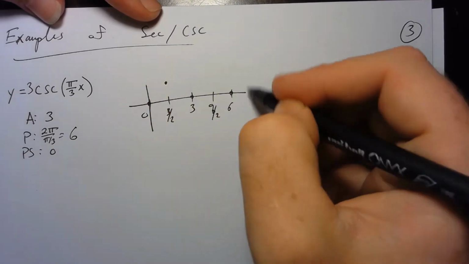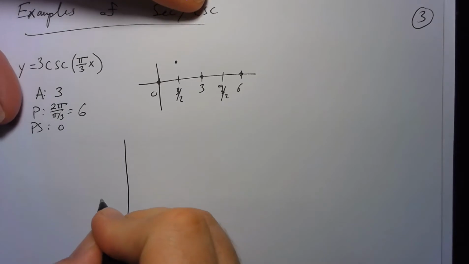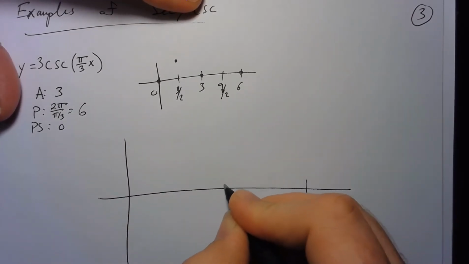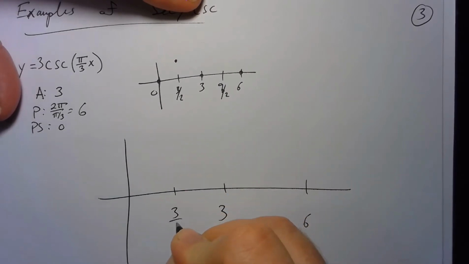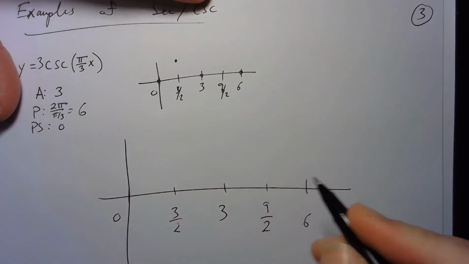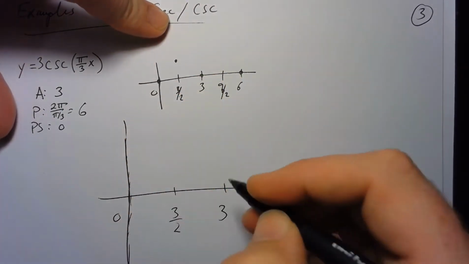But we have to remember that every location where there was a 0, that will now be an asymptote. So in my actual function for cosecant, what I'm going to have here is the same exact anchor points. 6, cut that in half is 3, cut that in half is 3 halves, multiply that by 3 is 9 halves. And don't forget 0. Those 0 locations now turn into asymptotes.